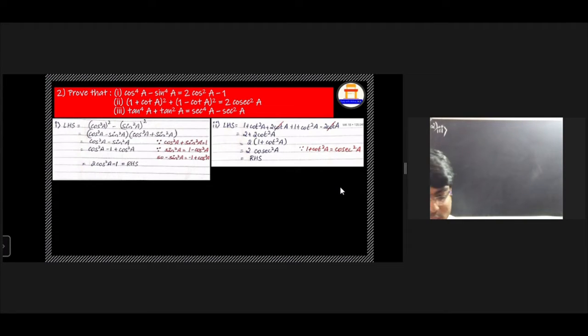Let's start with the next question. That is the third question. It states that tan to the power of 4a plus tan square a equals secant to the power of 4a minus secant square a. How to solve this? Let me start now.